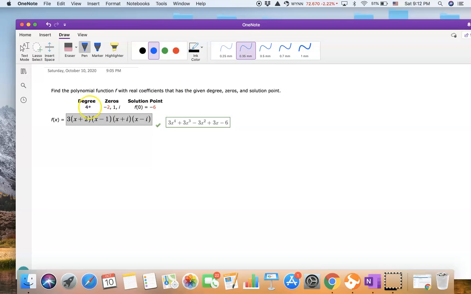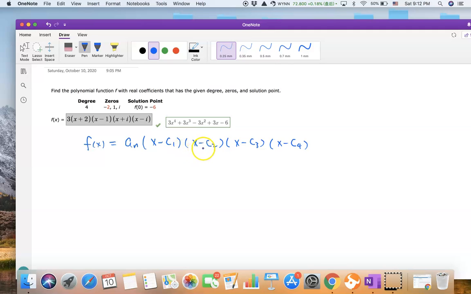Because we're given that the degree of the polynomial is 4, I can write the polynomial as an, where an is the leading coefficient, times x minus the first 0 times x minus the second 0 times x minus the third 0 times x minus the fourth 0. Because the degree is 4, the function is going to have 4 zeros.